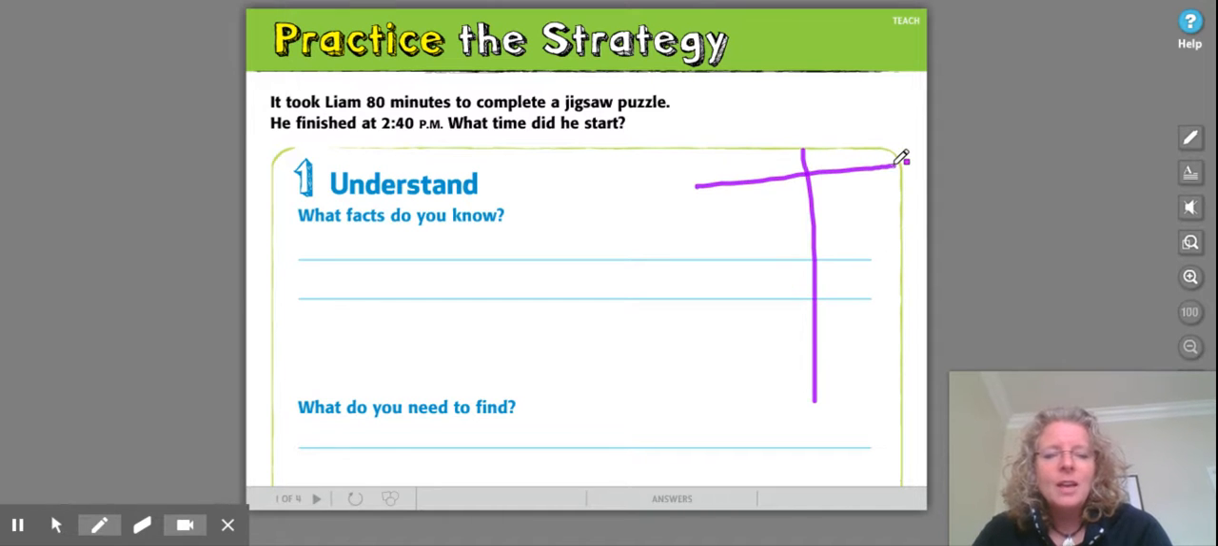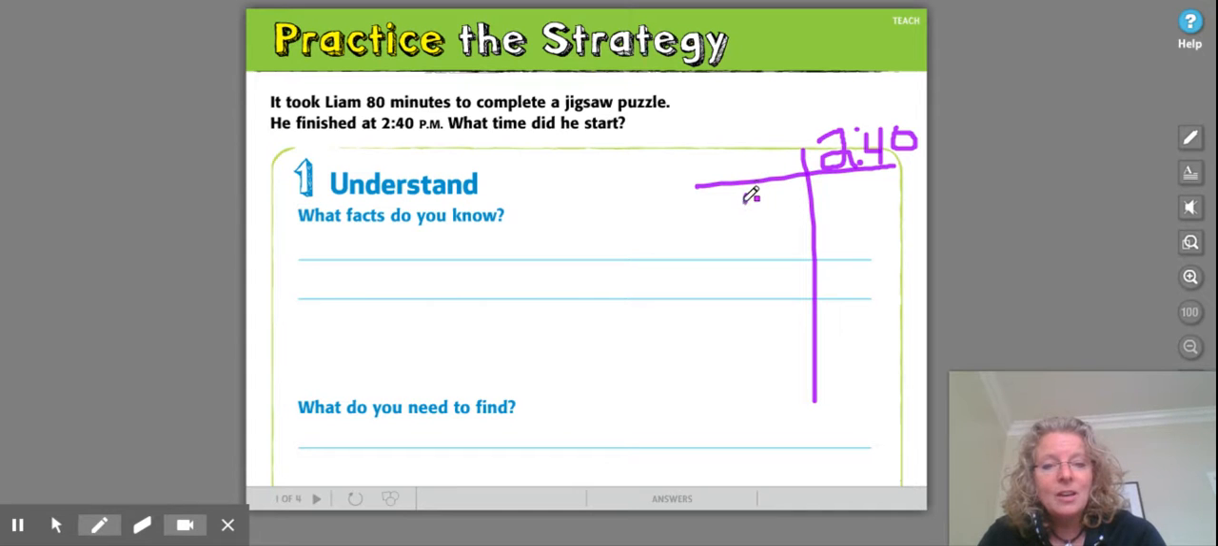I'm going to show you because maybe this will be one that does work out well for you. Okay, I want to show you this. It took Liam 80 minutes to complete a jigsaw puzzle. He finished at 2:40. So what time did he start? Okay, we've got our end time, but we're actually looking for our start time. And I know that I'm going to keep on taking off increments of time, and I'm not going to easily be able to do 80 minutes.